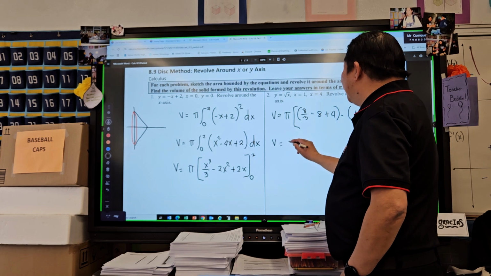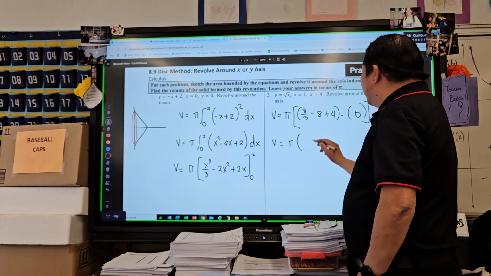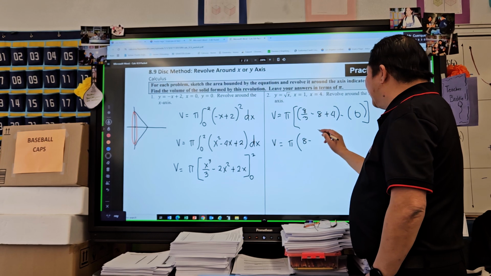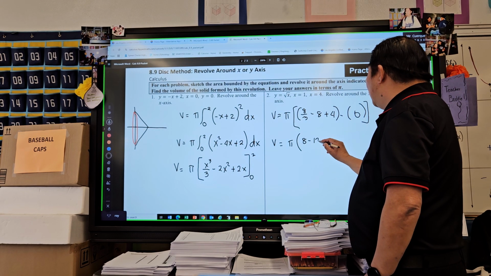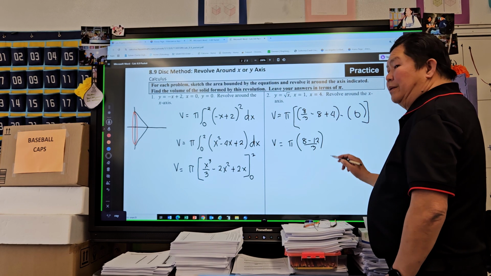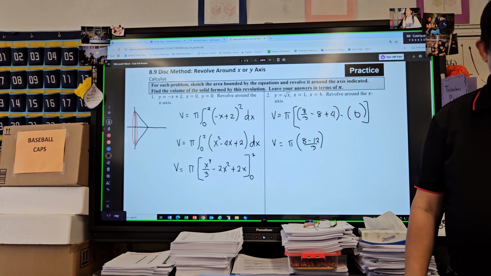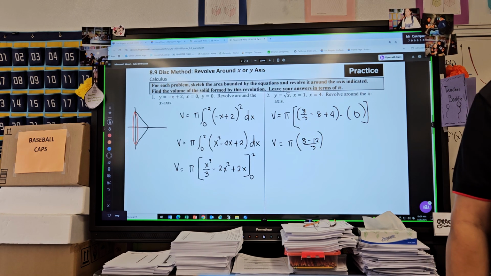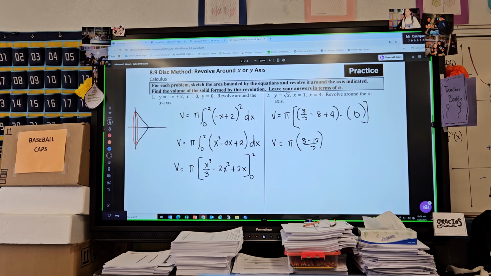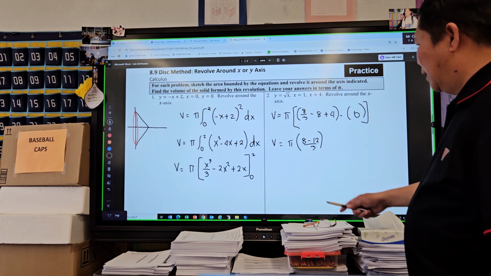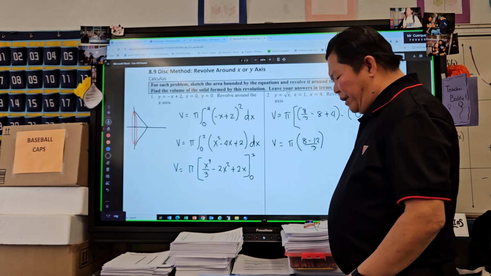So volume is, we have 8 minus 12 over 3, so negative 4 over 3? Okay, please continue. We're winning, I was winning. Did I make a mistake right here?